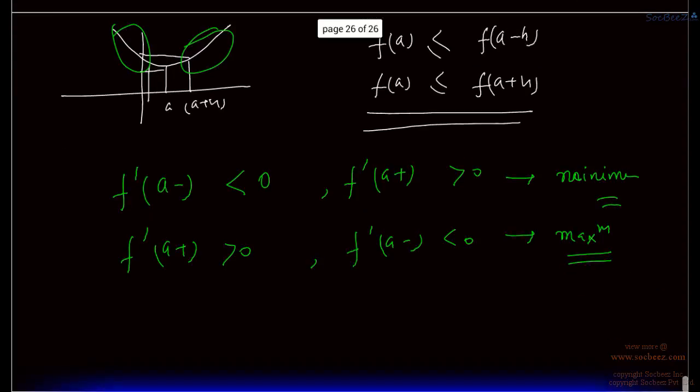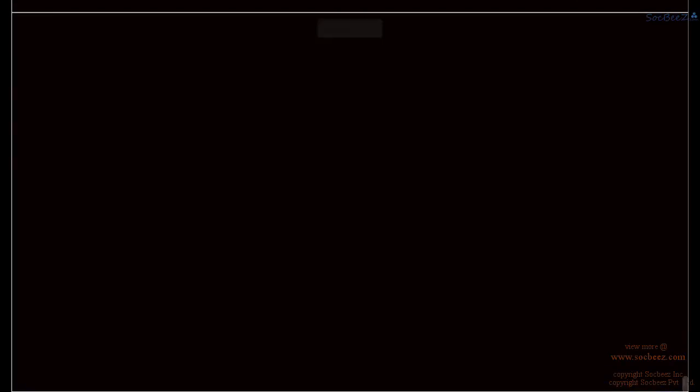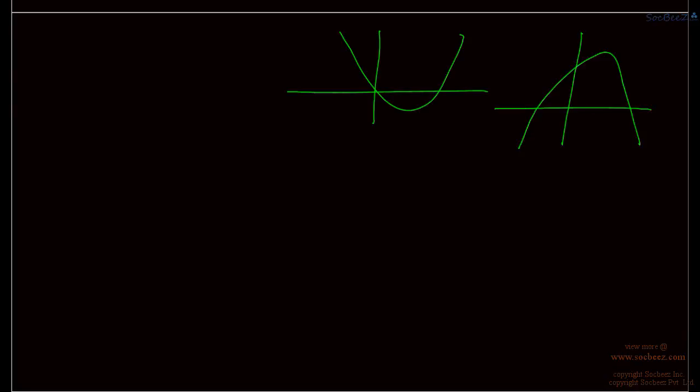Now the third test is the second order derivative test, which is basically the double dash test. So say we have one maximum and one minimum curve. So here the maximum is occurring, and here the minimum is occurring. So let us find f', we will be finding f''(a). If f''(a) is greater than 0, that means the rate of change of f'(x) is positive.